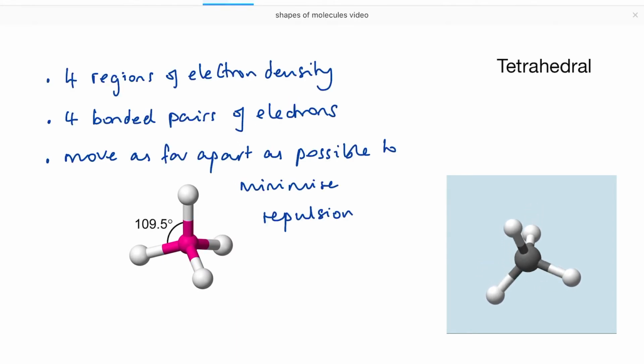When answering exam questions to do with shapes of molecules and bond angles, language is absolutely key. So we need to mention how many regions of electron density we have, whether they are made up of bonded pairs of electrons or lone pairs. I'm going to come on to that one next. And that these regions of electron density are moving as far apart as possible to minimise repulsion.